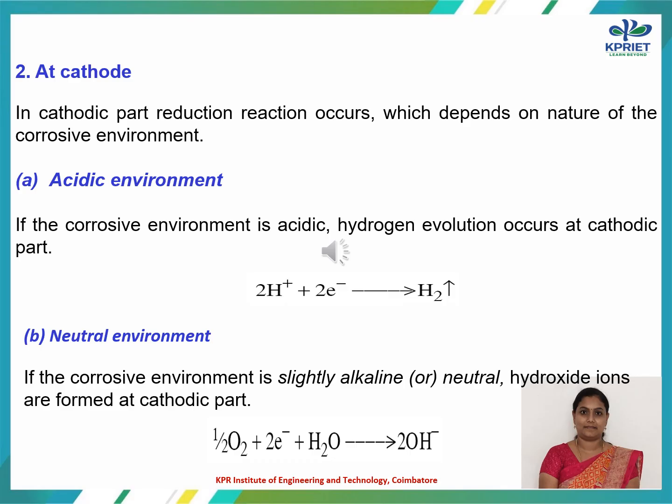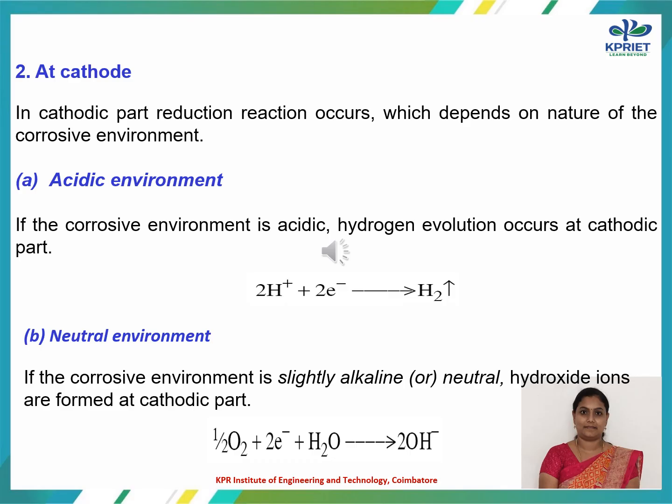As mentioned earlier, the cathodic part will be determined by the environment under which the metal is present. If the environment is acidic in nature, the cathodic reaction will be acceptance of electrons by the proton to form hydrogen gas. This is known as hydrogen evolution type of wet corrosion. Whereas, if the metal is present in a neutral environment, the released electrons will be accepted by oxygen present in the atmosphere in presence of water to form hydroxyl ion.